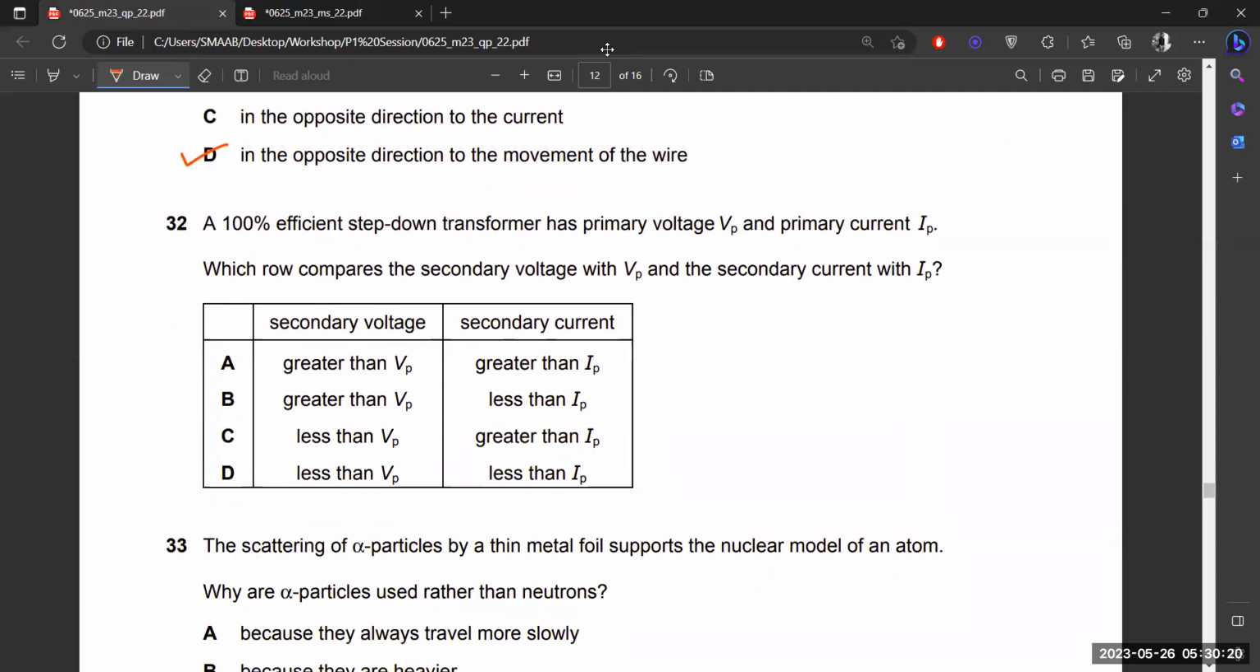Okay, 100% efficient step down transformer. Most important, step down transformer.